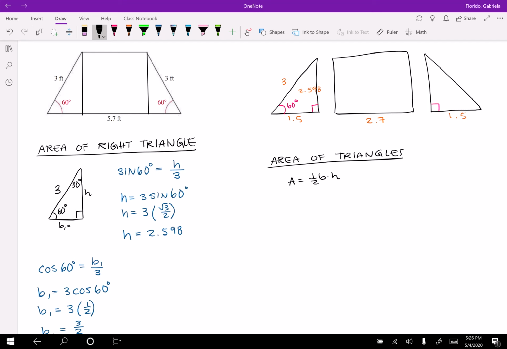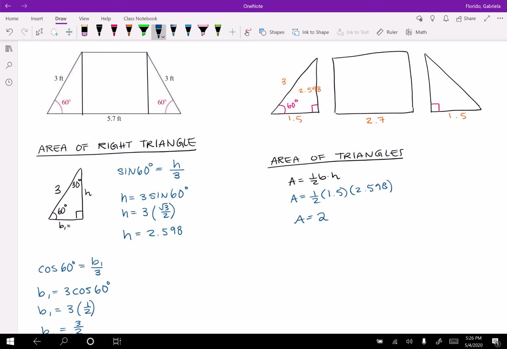And again, if you want to practice using the other formulas, then you could totally do that. That's fine. And so here we have area is equal to 1/2. My base is 1.5. My height is 2.598. And so my area here, and I'm going to round to the nearest whole number, is 2. So the area of both of my triangles here is 2.